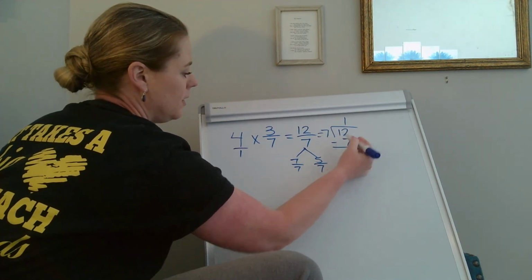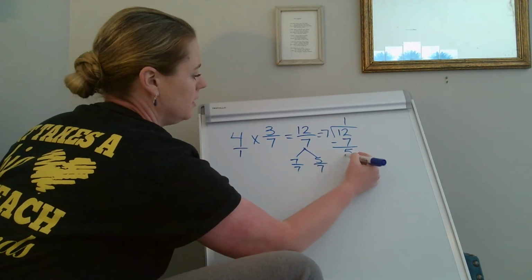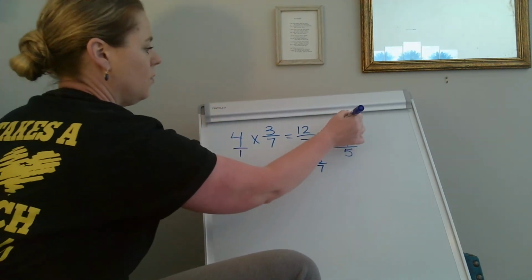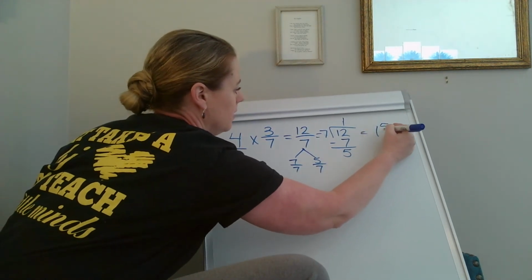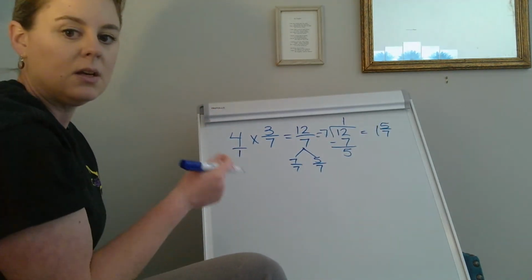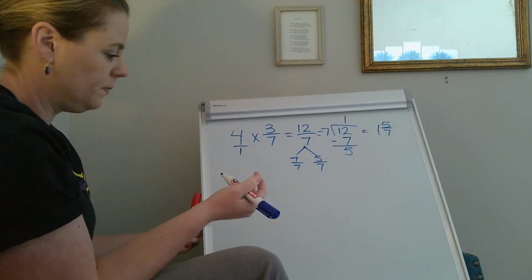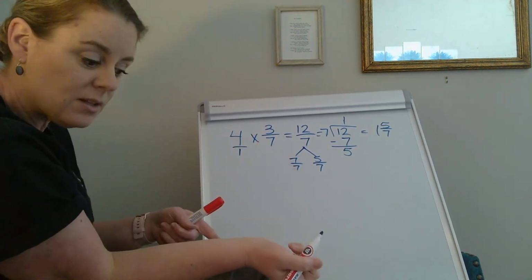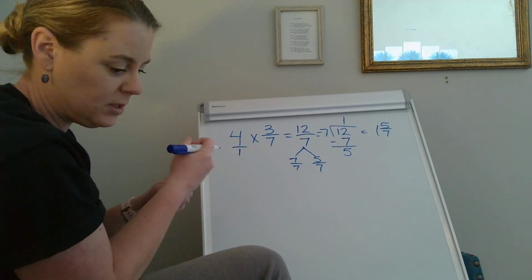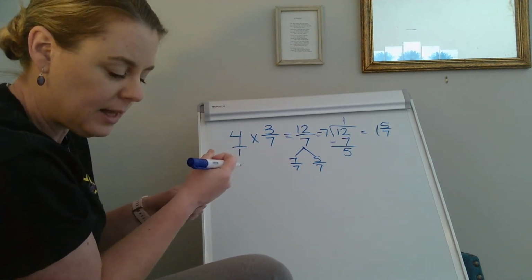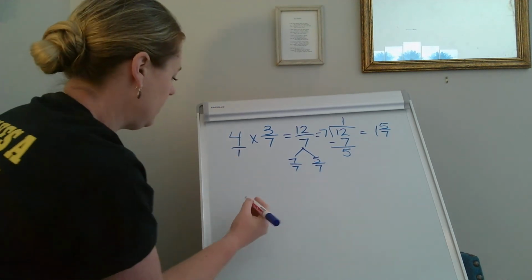7 take away 12, we just did it here, is 5. 1 and 7, or 5/7. 1 and 5/7. So that's how you would write it as a mixed number. But again, just to answer what this is asking, you don't even have to do that. But it's good practice. Okay, and then the last one, 3 times 4/5.